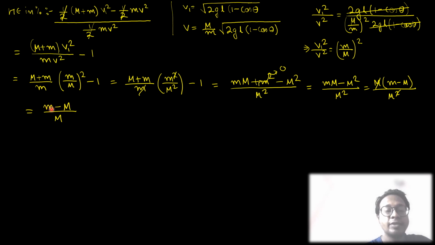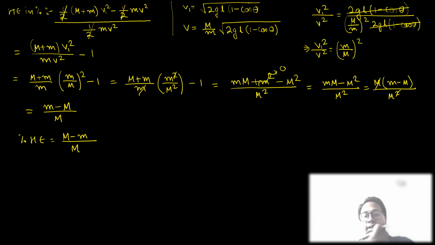Negative out here means heat is being generated. That means the final kinetic energy is lesser than the initial kinetic energy. So if I take the modulus, the percent of heat energy is nothing but capital M minus small m by M. Understood? Just reverse this half mv square minus this one, and you would get capital M minus small m by capital M. Dealing with equations is the fundamental way of solving problems.